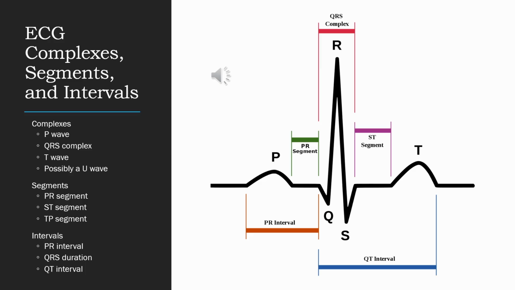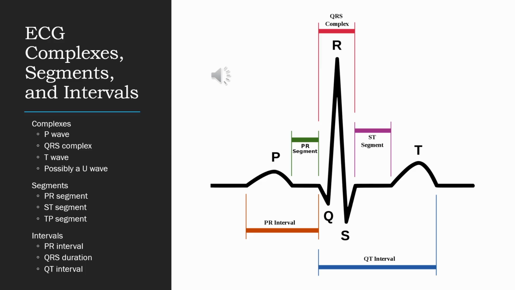Also, getting into our ECG intervals now, and these are also very important. So the PR interval is measured from the start of the P wave to the beginning of the QRS complex. It represents the time for atrial depolarization and conduction through the AV node. A normal PR interval is going to be 0.12 to 0.20 seconds. So a normal PR interval shouldn't be any longer than one large square.